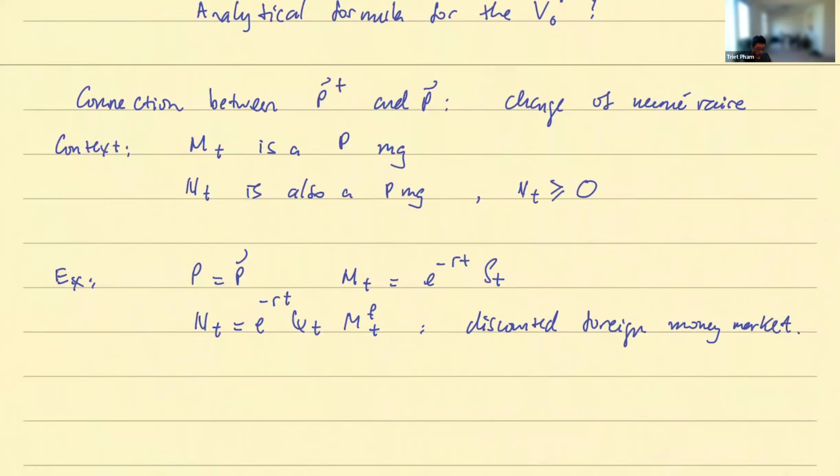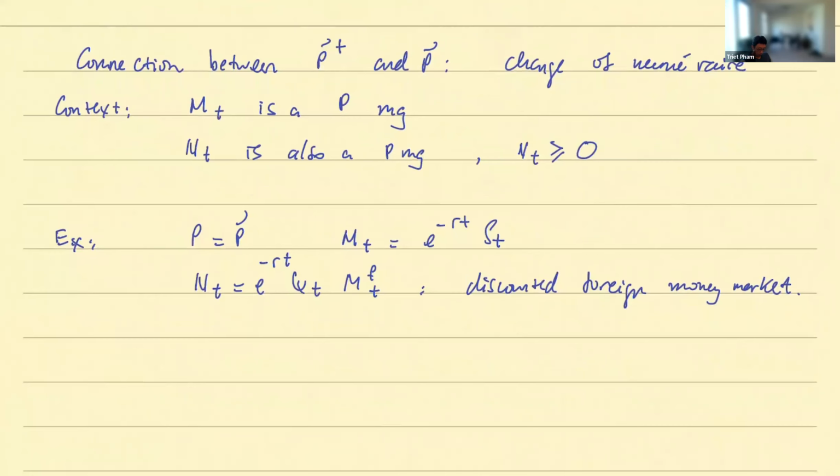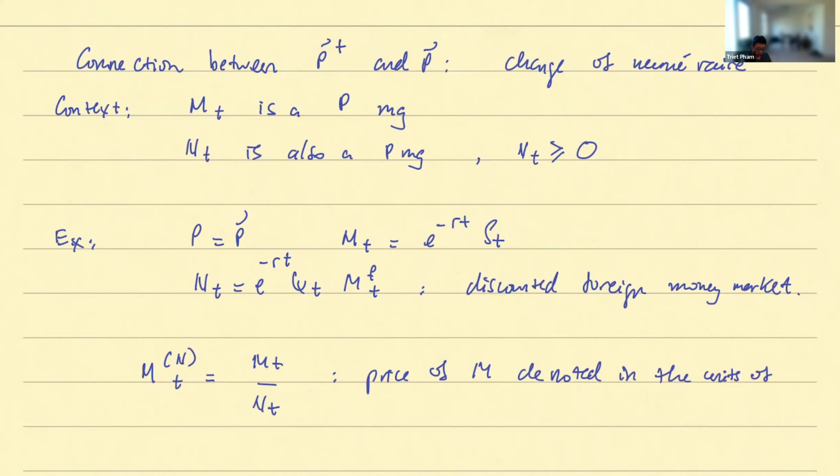So basically, the process that you want is something like this. You denote it like this: M superscript n of t to be M_t over N_t. All right. So this is exactly what we mean by change of numeraire. What we mean is, basically, the price of M denoted in the unit of N. Okay.